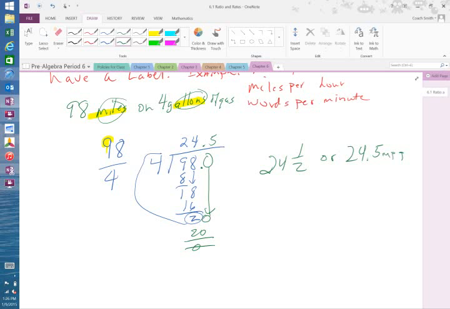Actually, in Europe and places like that, they'll say KPL, kilometers per liter. Because they go by the metric system and not the standard system. Yes, Anthony. Another mark. You're on your second mark, but yeah, you can.